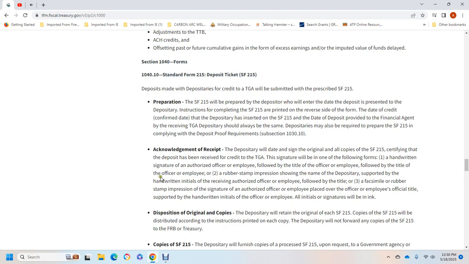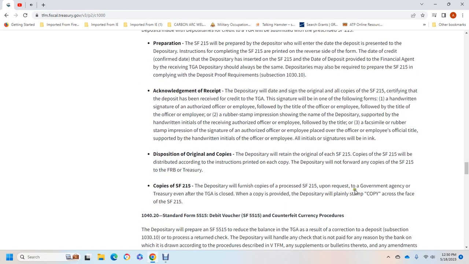Or three, a facsimile rubber stamp impression of the signature of an authorized officer or employee placed over the officer or employee's official title, supported by the handwritten initials of the officer or employee. All initials and signatures in ink.